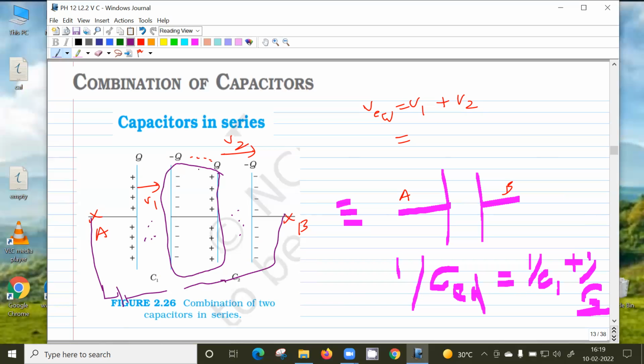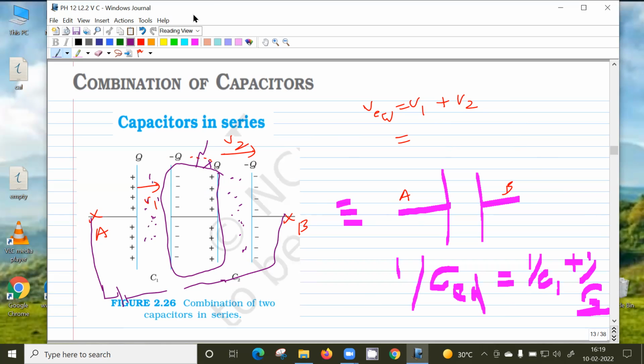But if I take this thing as a system, initially there was 0 charge. So finally also there should be 0 charge because these are all insulators. The current cannot flow along this dielectric. So the net charge of this body should be 0. So if there is minus Q here, there should be plus Q here, so that the net charge is the same as what was there previously.